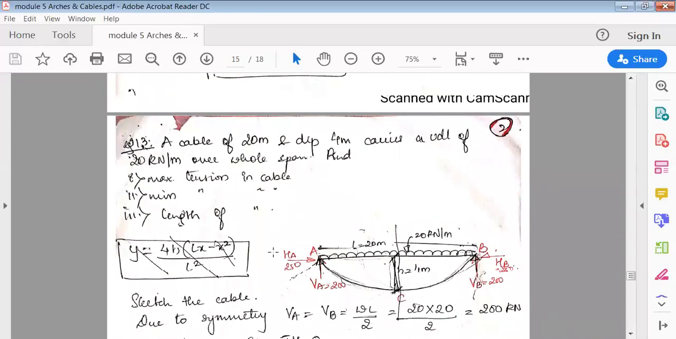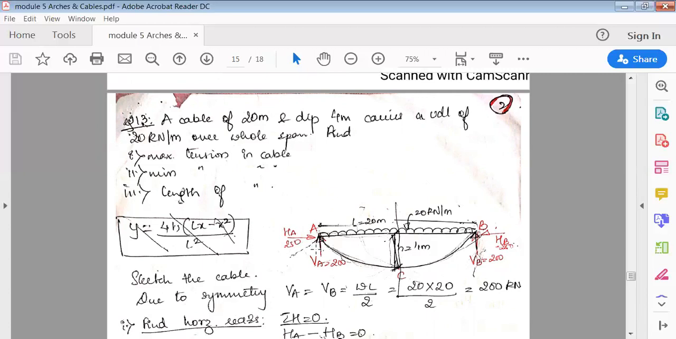On the same lines, we have the next problem, that is a cable of 20 meter. Now see here, there is a cable of 20-meter long, and the dip is 4 meter, carries a UDL of 20 kilonewton per meter over the whole span. Find maximum tension in the cable, minimum tension in the cable, then length of the cable. So three things you have to find out: maximum, minimum tension, then the length of the cable.